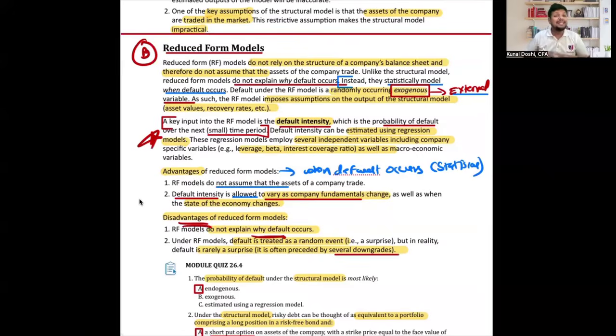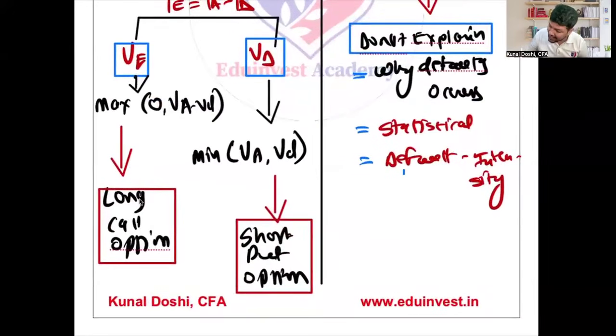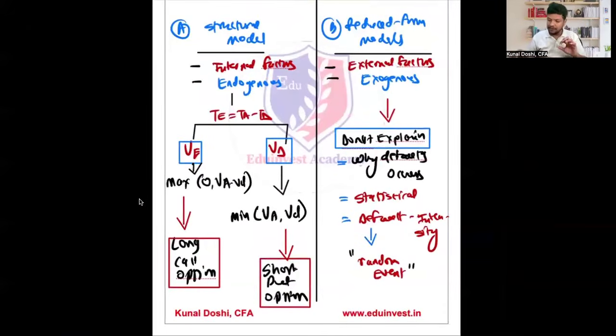Understood? Under the reduced form model, they treat default as a random event. Even default is treated as a random event, suddenly, not related to anything. So it's quite statistical in nature. That is also a disadvantage, because default is never random. It is due to various factors. Correct? It's not a surprise. It is due to a systematic failure. Clear? So that's a problem.